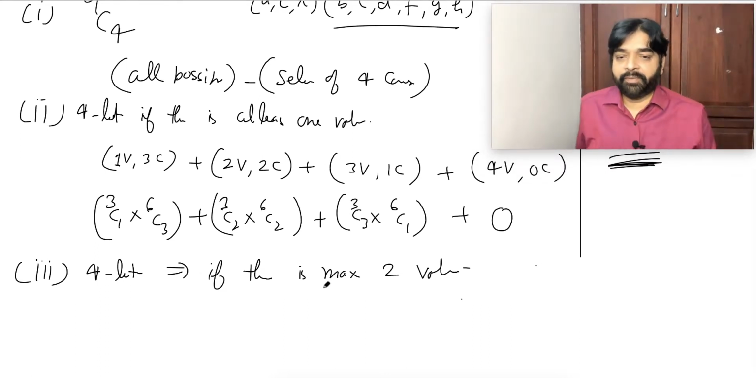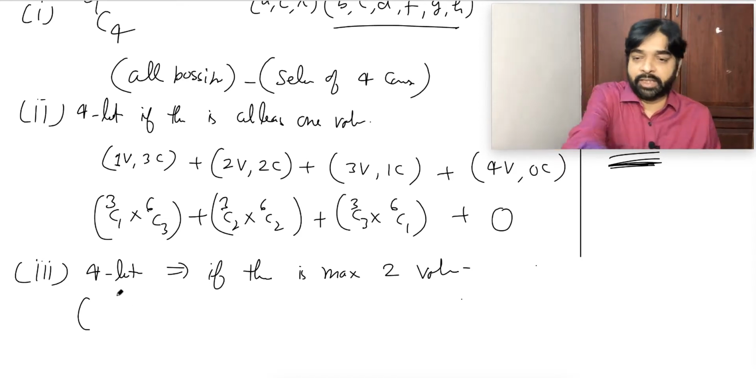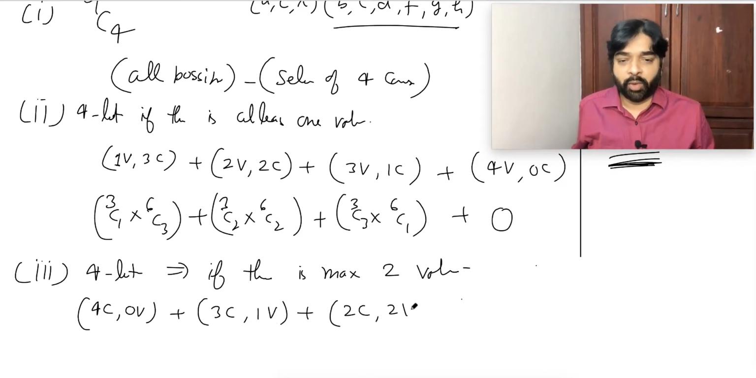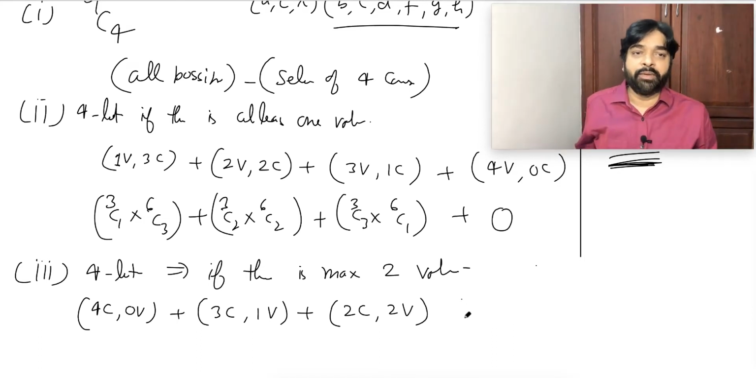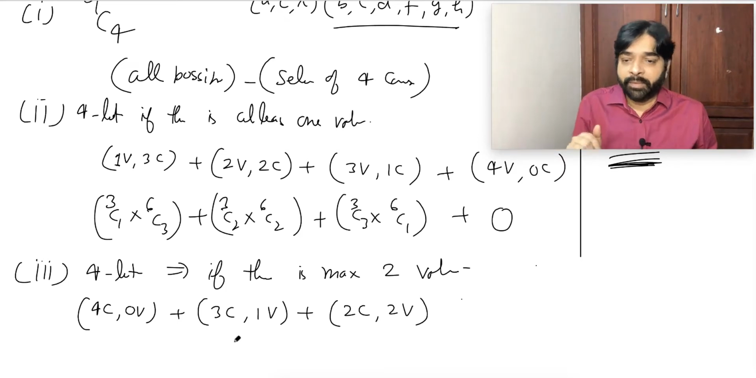4 letters, with a maximum of 2 vowels, right? So maximum 2 vowels means what? How many possible cases will there be? Maximum 2, so maybe all 4 are consonants. There is a situation like that: 4 consonants, 0 vowel, or 3 consonants, 1 vowel, or 2 consonants, 2 vowels. No other possibility, because we cannot take 3 vowels, since they mentioned that maximum 2 vowels should be there. Maximum 2 vowels means 2 vowels or 1 vowel or 0 vowel. So all the cases are taken.